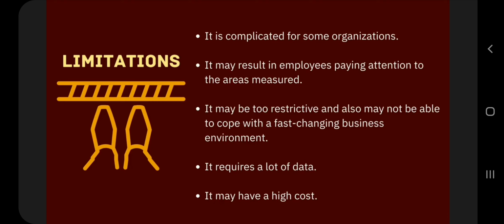And now the fourth one. BSC requires a lot of data. Most of the time, balanced scorecards require managers and team managers to report information, which means there is a lot of data needed. Many don't like this because they find it tedious and also it can get in the way of doing the work required to meet objectives.